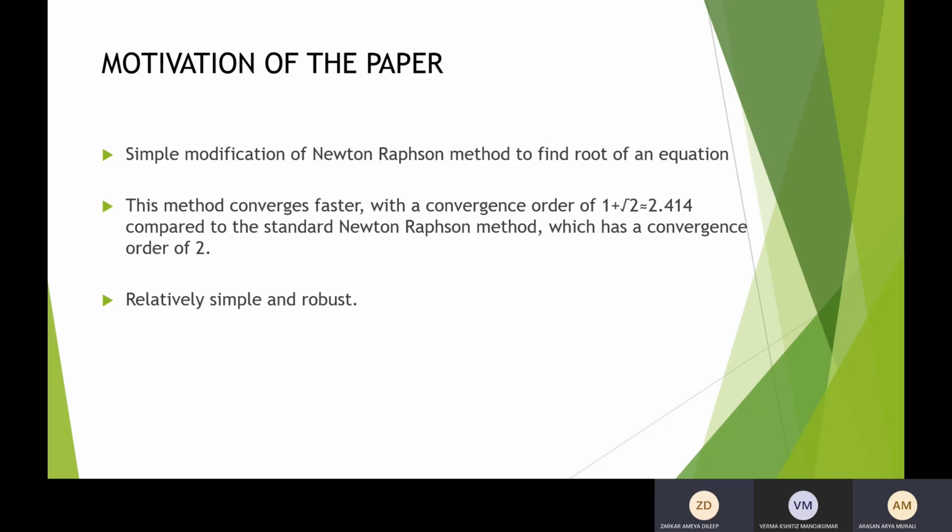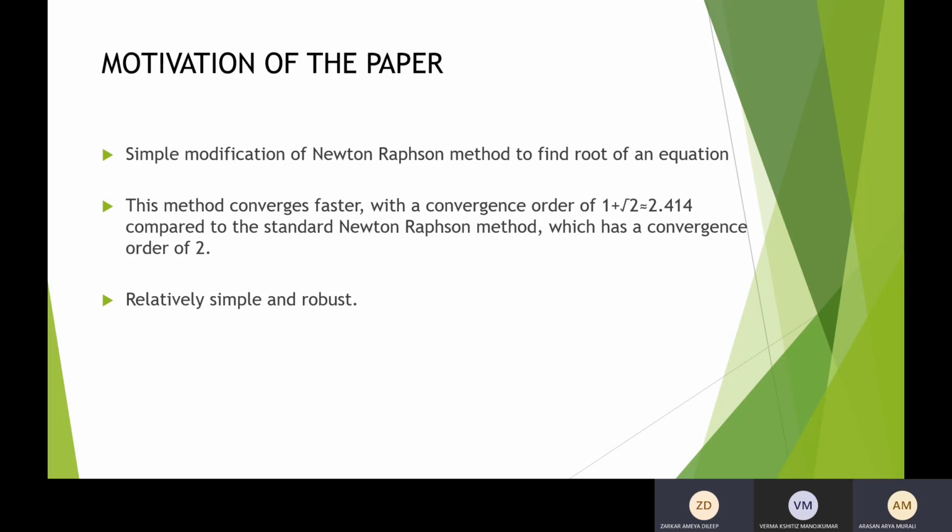The paper includes a simple modification of the standard Newton-Raphson method for approximating the root of a univariate function. For the same number of function and derivative evaluations, the modified method converges faster, with the convergence order of the method being 1 plus root 2, which is approximately 2.414, compared to 2 for the standard Newton-Raphson method. Numerical examples demonstrate the faster convergence achieved with this modification of the Newton's method.